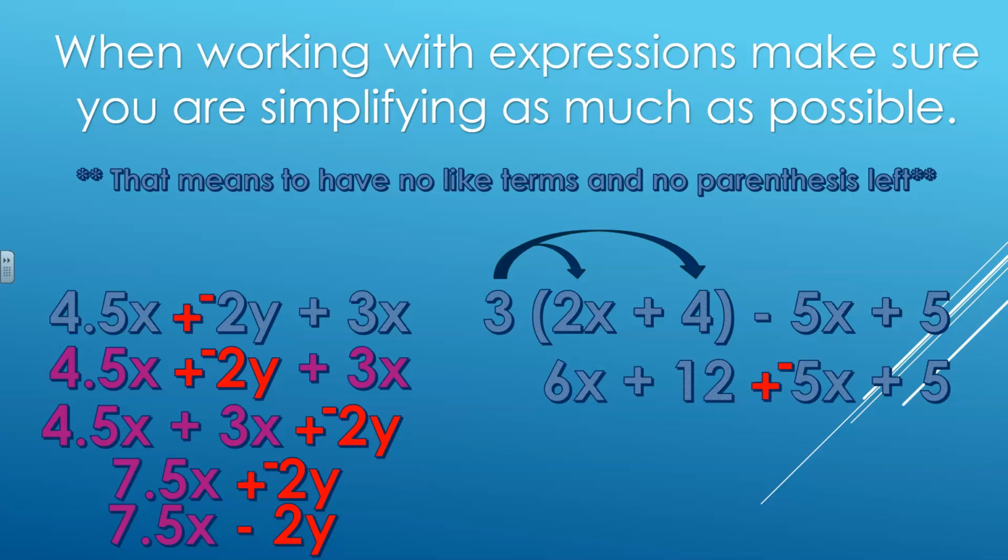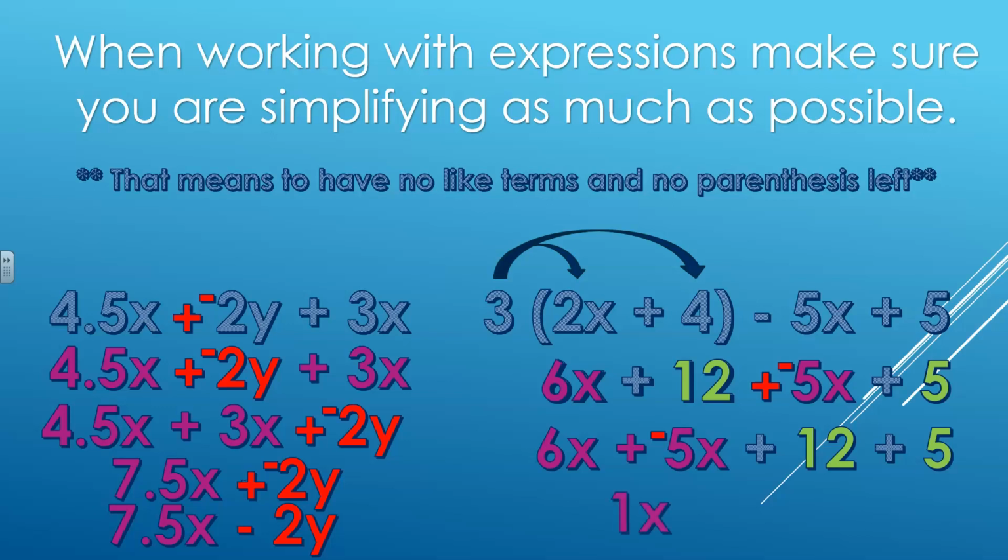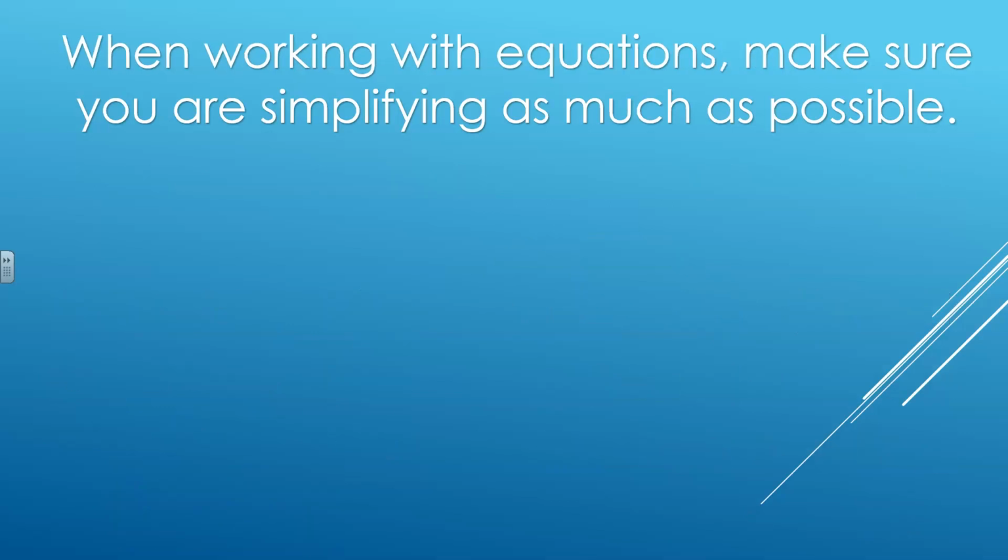Then I want to start by changing that subtraction sign into adding the opposite again. And then I can look for my similar terms. So I have 6x and a negative 5x, and I have a positive 12 and a positive 5. And I can move those around within my expression just like I did before. So I have 6x plus negative 5x plus 12 plus 5. So 6x plus negative 5x would give me 1x, and then a positive 12 plus 5 would give me a positive 17. So I could add those together to get my expression simplified.